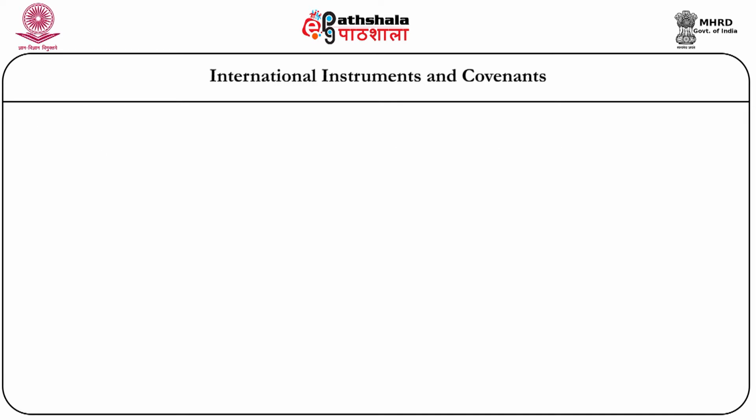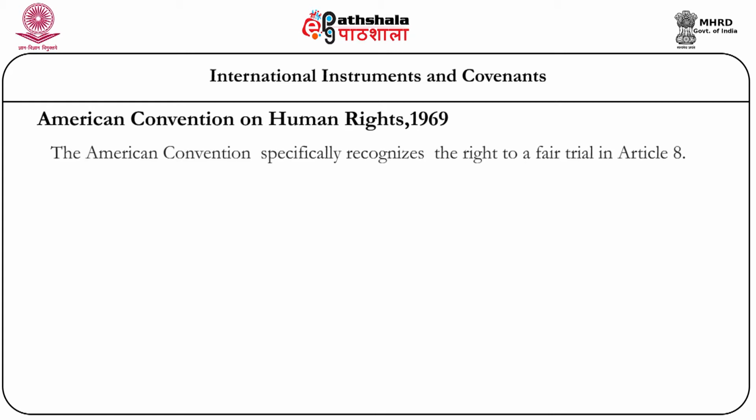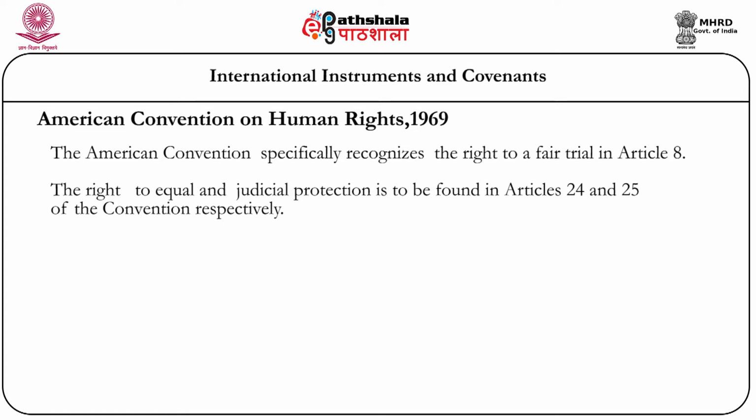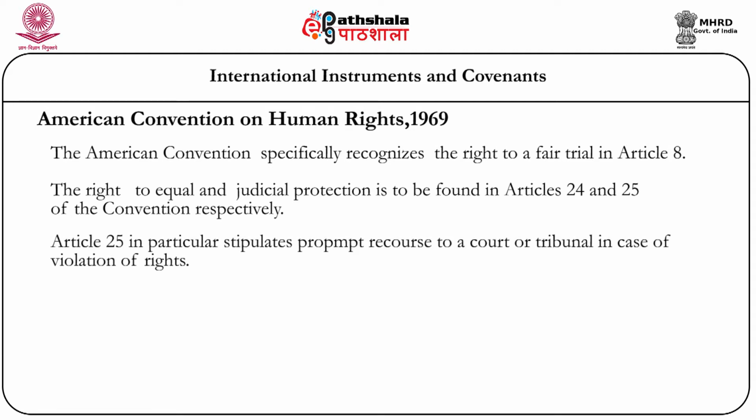The next is the American Convention on Human Rights in the year 1969. This convention specifically recognizes the right to a fair trial under Article 8. The rights to equal protection and judicial protection are to be found in Articles 24 and 25 of the convention respectively. Article 25 in particular stipulates prompt recourse to a court or tribunal in case of violation of rights.